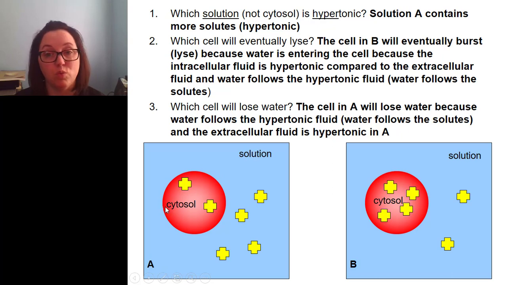And number 3 says, which cell will lose water? Cell A is going to lose water. And this is because, again, water follows the solutes. There's more solutes outside the cell than in. So the water is going to move from the area of low solute concentration to the area of high solute concentration, leaving the cell, causing the cell to lose water and eventually crenate and shrink.